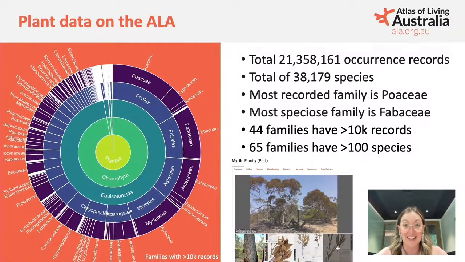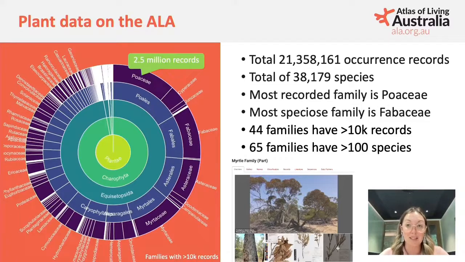Plant data on the ALA is really extensive. Currently, we have over 21 million occurrence records for around 38,000 plant species. The most recorded family on the Atlas is Poaceae, and it has around 2.5 million records. This is followed closely by Fabaceae, Myrtaceae, and Asteraceae.